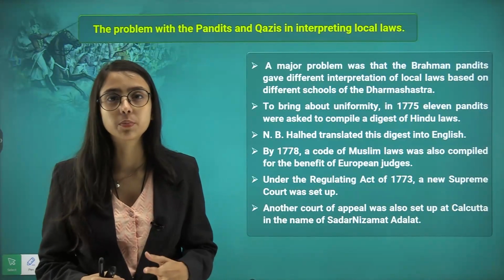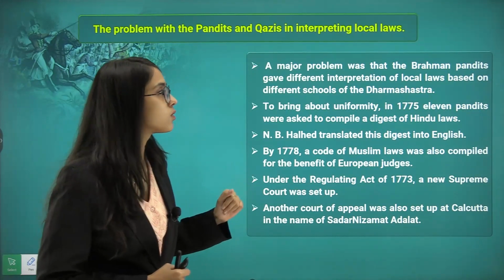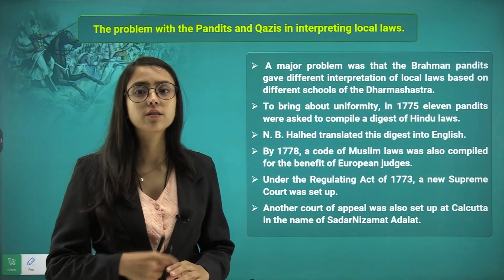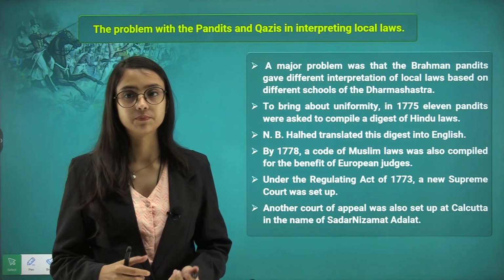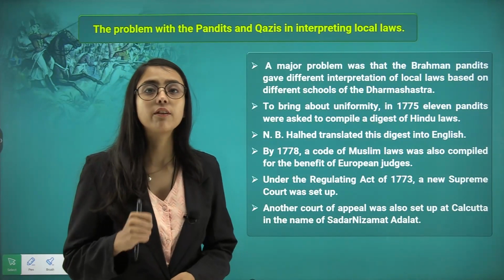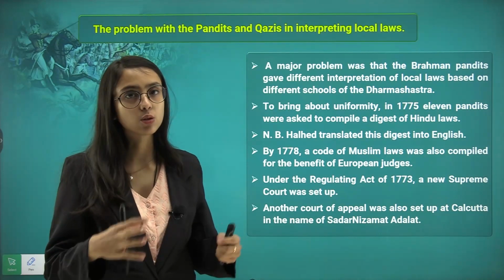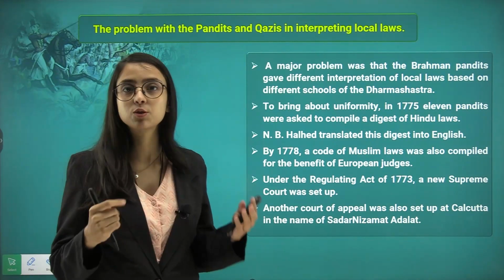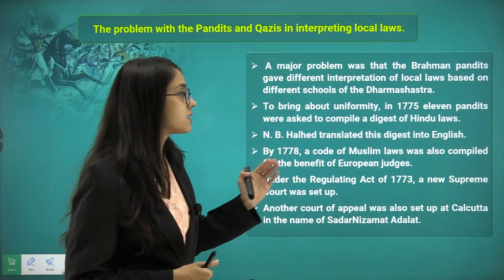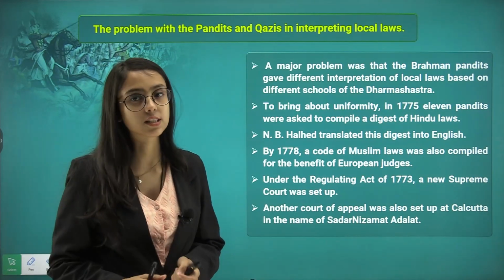There was a problem of interpretation of law by the local pandits and qazis. A major problem was that Brahmin Pandits gave different interpretations of local laws based on different schools of Dharmashastra. So, to bring uniformity, in 1775, 11 Pandits were asked to compile a digest of Hindu laws. So, the Hindu law book was made, which is even followed now. N.B. Halhed translated the digest into English so that it could be practiced and understood by the Britishers as well.